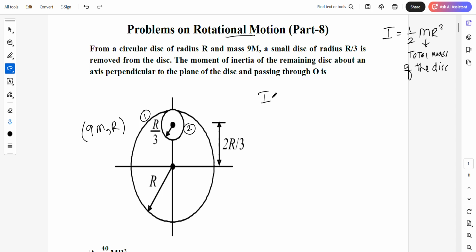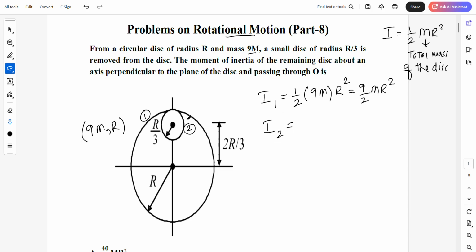Now I can write I1 is equal to 1 by 2. In place of total mass, I have to write 9m for the first disk. 9m into r the whole square, that is r square, that is equal to 9 by 2 mr square. Now we have to write I2. I1 minus I2 gives the moment of inertia of the remaining disk.